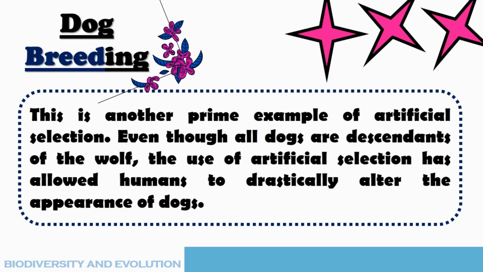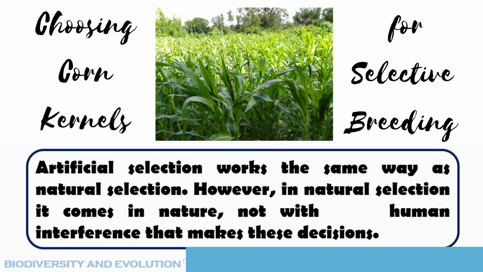Even though all dogs are descendants of the wolf, the use of artificial selection has allowed humans to drastically alter the appearance of dogs. For many decades, dogs have been bred for various desired characteristics, leading to the creation of a wide range of dogs. Charles Darwin, a British naturalist and biologist, postulated both natural selection and artificial selection. He first laid powerful evidence about natural selection. Then after a series of evolution, he found out about artificial selection.